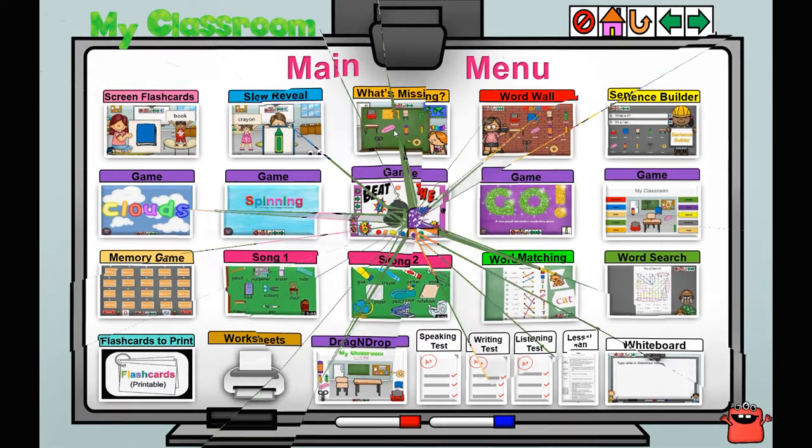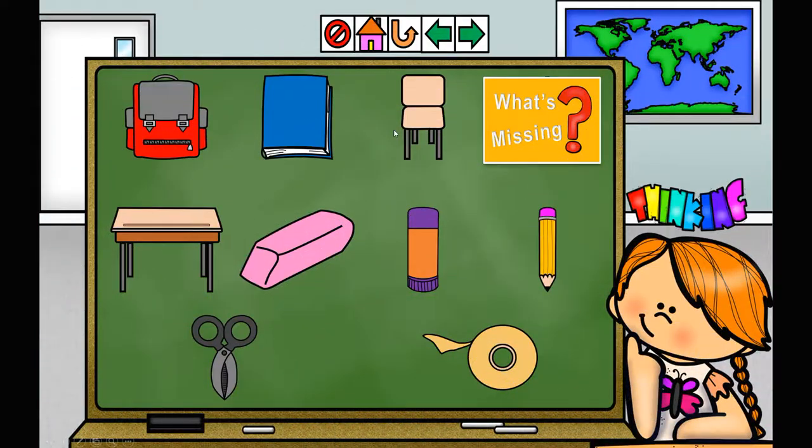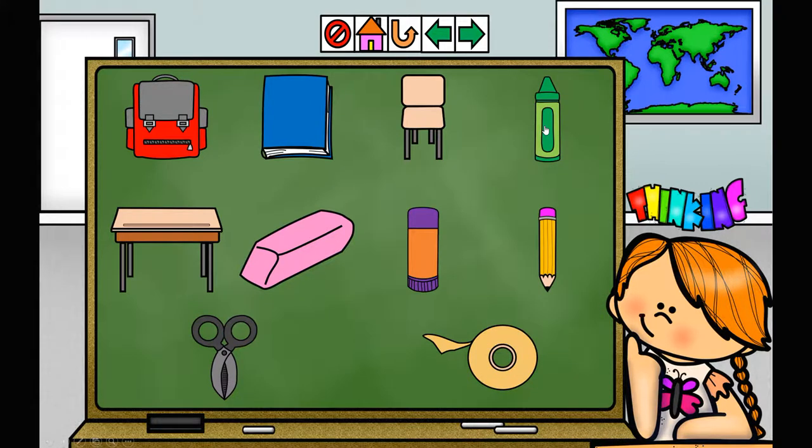Then the what's missing game, where all of the vocabulary is shown to the students and they have to figure out what's missing. So you can ask the students to raise their hands, or you can ask them to shout out the answer chorally. And then when they've got the answer, you just click on the card and it'll fall and reveal what's behind it. Crayon. And the audio is included in each of the slides.